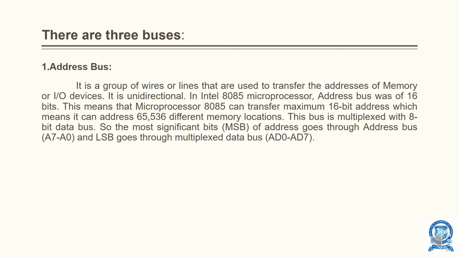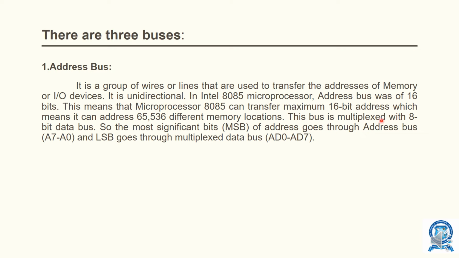Next comes the bus system in the 8085 processor. The first bus is the address bus. It is a group of wires or lines that are used to transfer the address of memory or I/O devices. It is unidirectional. In the Intel 8085 processor, the address bus is 16-bit. This means the microprocessor can transfer a maximum of 16-bit address, which means it can address 65,536 different memory locations, that is 64 kilobytes. That is why we say it can address up to 64 kilobytes.